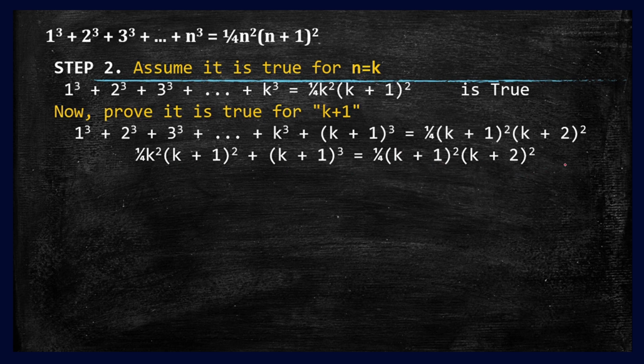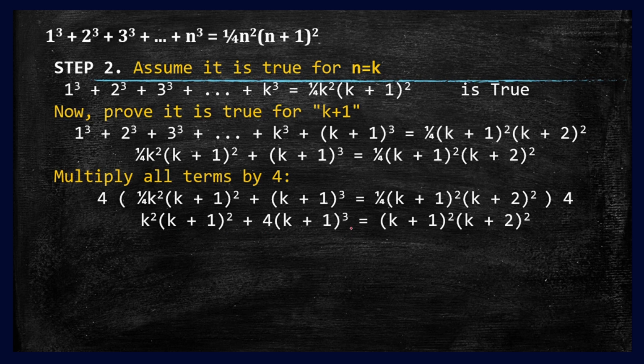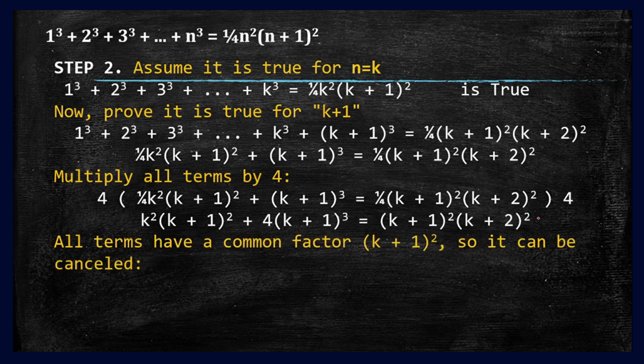So now, we are going to multiply all terms by 4 para ma-remove yung ating fraction which is 1 over 4. So we'll have our answer k square, the quantity of k plus 1 square plus 4 times k plus 1 cube, and that is equal to k plus 1 square times k plus 2 square. So since all terms have a common factor which is k plus 1 square, observe, lahat ng ating terms ay merong k plus 1 square. So, we can cancel this.